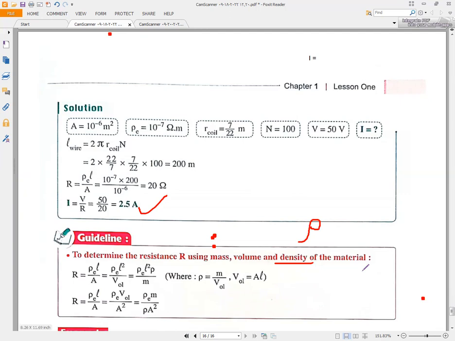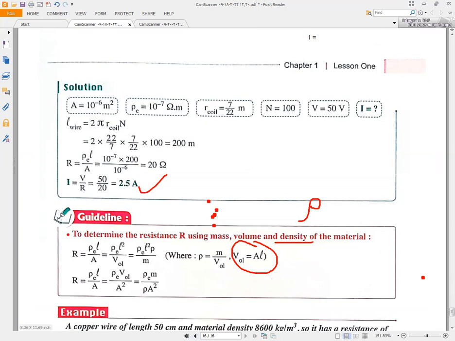R equals rho L over A. What is the relation of density, mass and volume? Density of the material equals mass over the volume, and the volume equals A times L. A is the cross-section area of the wire, and L is the length of the wire.